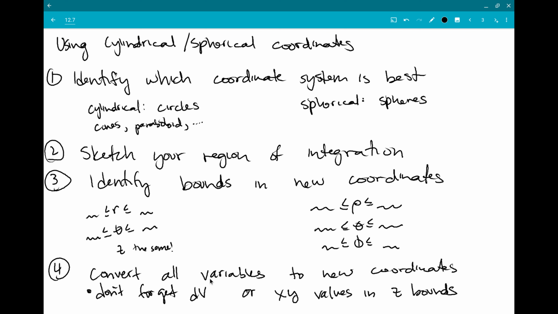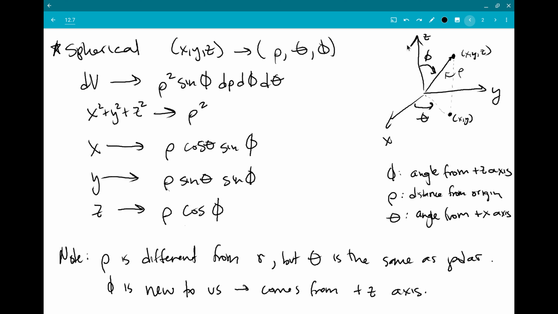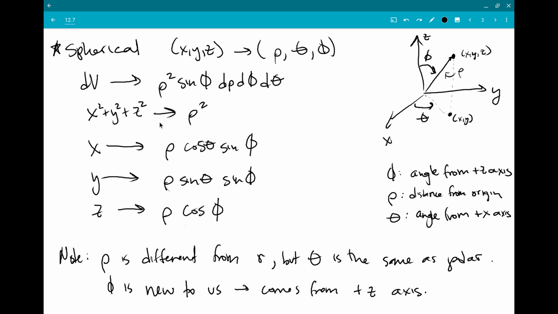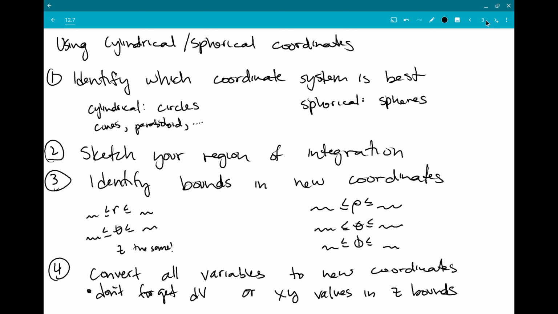And then same as you would have noticed with polar coordinates, this x squared plus y squared and this x squared plus y squared plus z squared replacement are going to be easier than the ones that involve trig functions. So just remember that. And so now that you know how to use these things, we're just going to go ahead and run a bunch of examples.